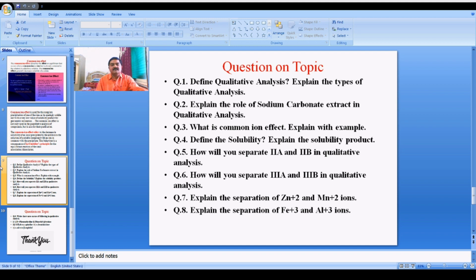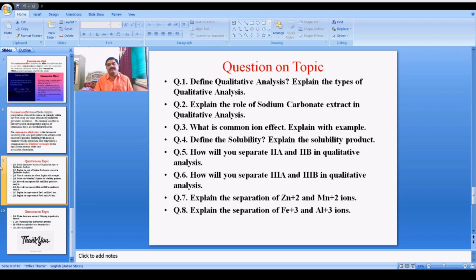The second one: explain the role of sodium carbonate extract in qualitative analysis. So you can write here the role or function of sodium carbonate extract, which is used in qualitative analysis for determining the functional group of the elements which are present there. Then the third one: what is common ion effect, and this common ion effect can be explained with the help of an example. You can write the definition as well as the example here.